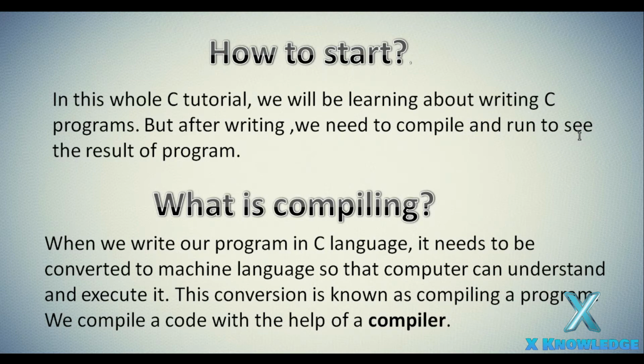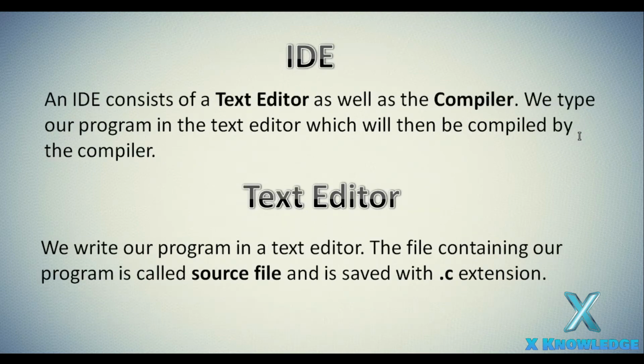All right, the next thing we will be discussing is the text editor. A text editor is a place where we write down our program, and the file containing our program is called a source file. Since we are writing a C program, we save our program as a source file with a .c extension. It's very important to save our file with the .c extension. If you are writing a C++ program, the extension will be .c++.